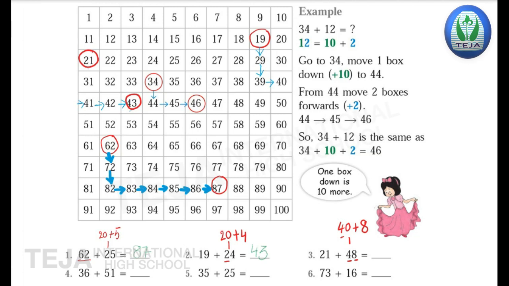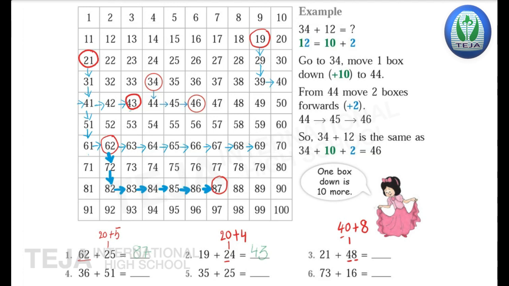21, 1, 31, 2, 41, 3, 51, 4, 61. Okay, from 61 you have to move 8 digits forward. 1, 2, 3, 4, 5, 6, 7, 8. So what is the number here? It's 69. So the answer is 69.